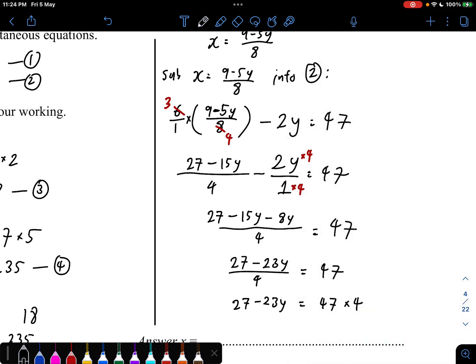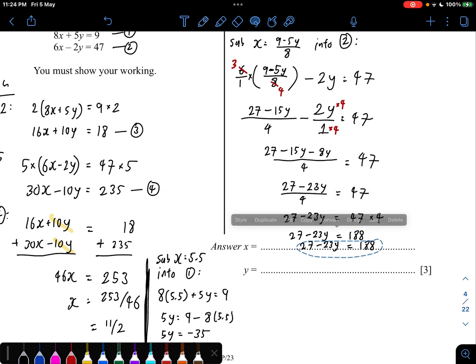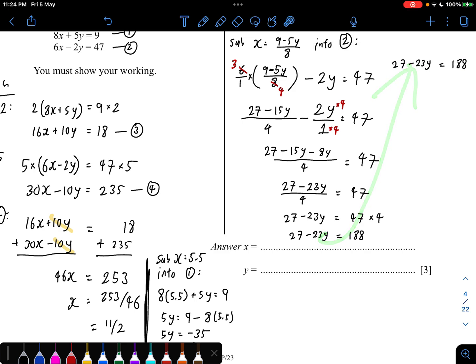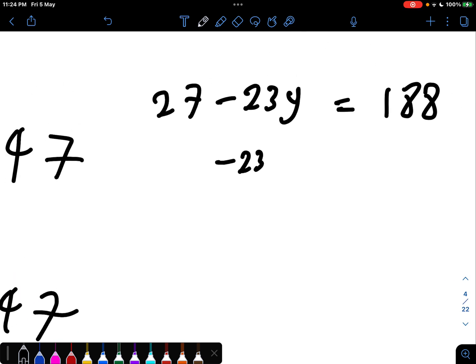We end up with 188, which is 27 minus 23y. I'm running out of space here. So after that, let me just copy it at the top. Hope you're not confused. I'm bringing the working on top. So if you try to make y the subject, let's see what happens. Minus 23y, leave it alone, equals 188 minus away 27.